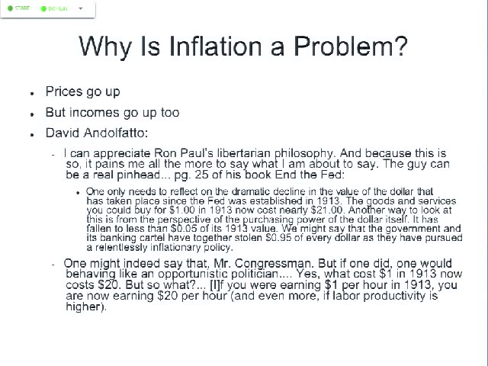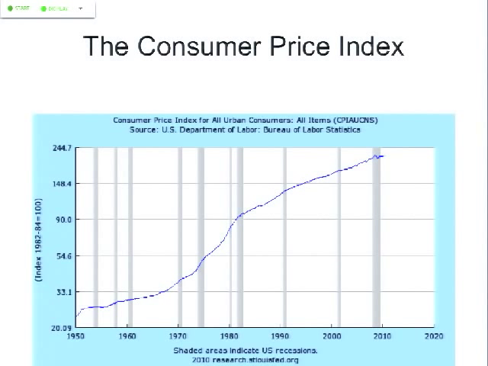And then comes the part that David Andolfato objects to, that the purchasing power of the dollar itself has fallen to less than 5 cents of its 1913 value. We could then say that the government and a banking cartel have together stolen 95 cents of every dollar as they've pursued a relentless inflationary policy.